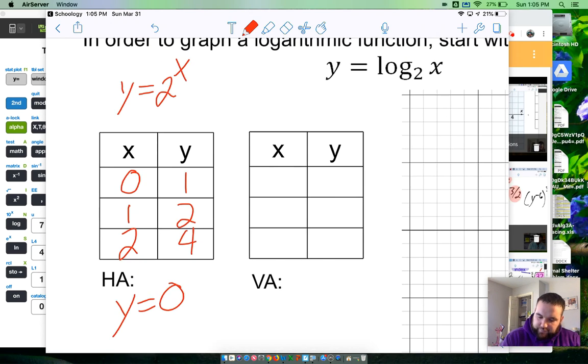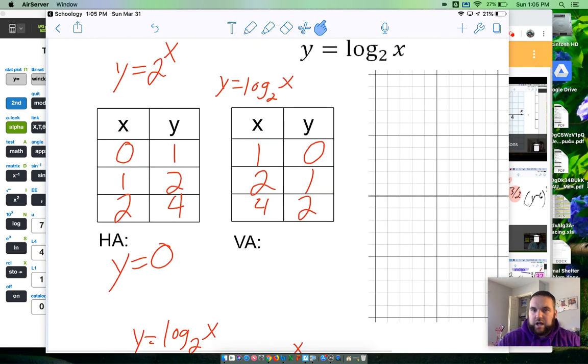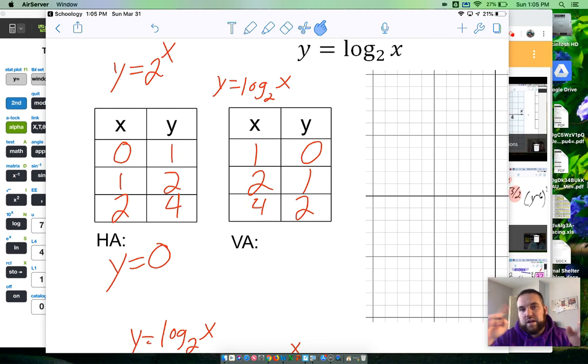So then to find the graph of log base 2 of x, I'm simply going to swap the order of these things. So this will be 1, 0, 2, 1, and 4, 2. And just like how with domain and range we switched the x and y, and just like with the table of values, we switch x and y. Now the y equals 0 will become x equals 0, which means I'll have a vertical asymptote.